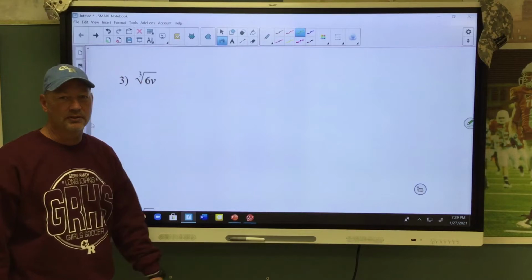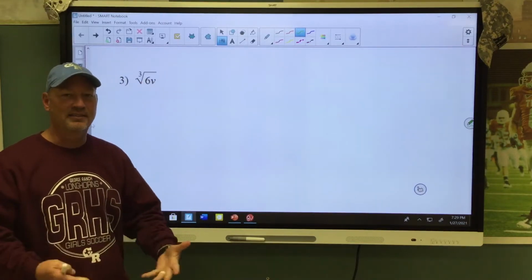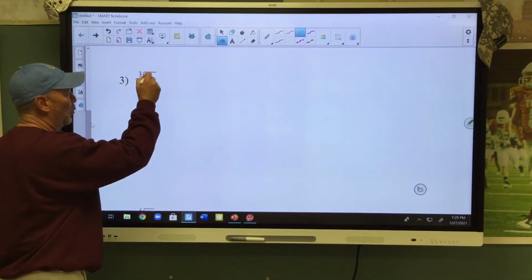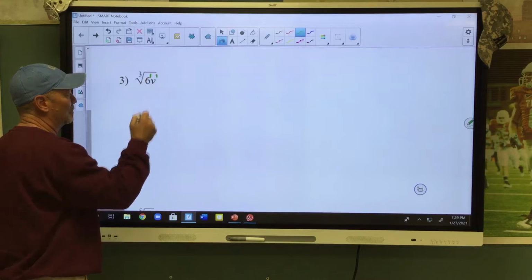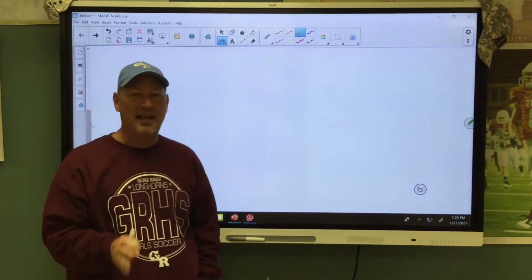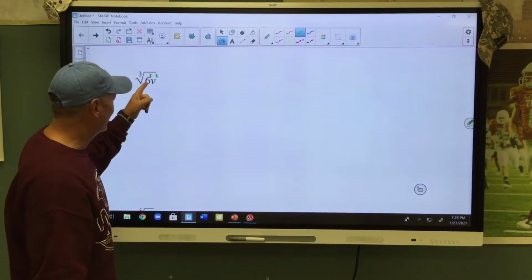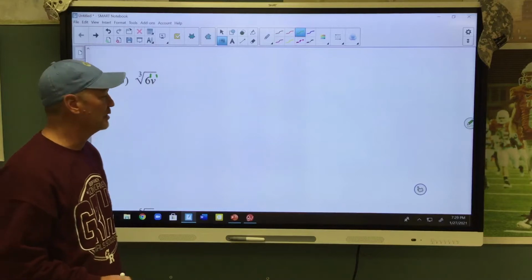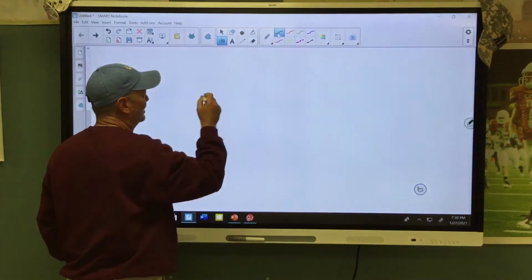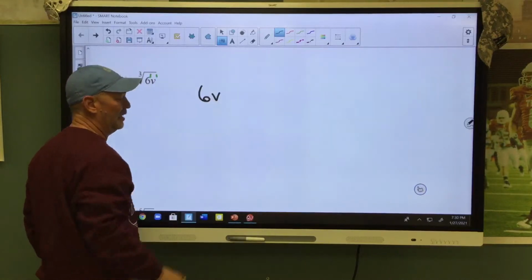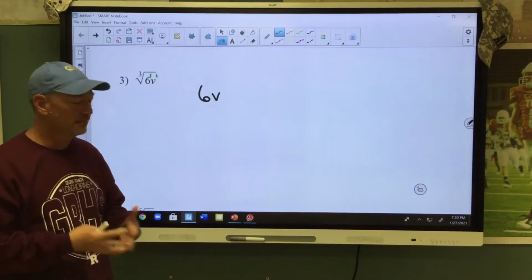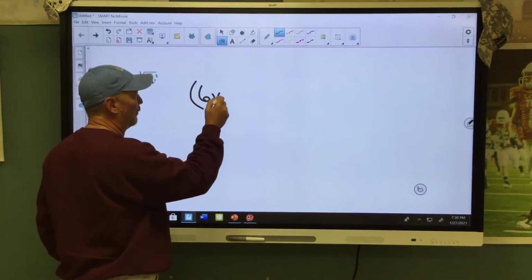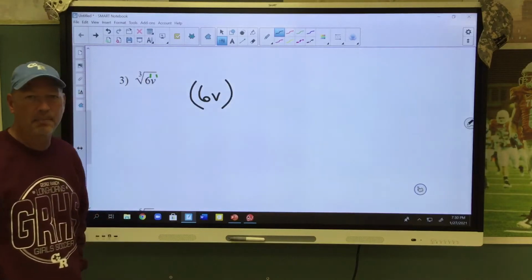All right, no parentheses, but not necessary, okay? Because this goes to everybody. There is an invisible little bitty 1 for this 6. There's an invisible little 1 for that v. Those are my exponents. The exponent for that 6 is a 1. The exponent for that v is a 1. So when we take this, we're going to say I have 6v, okay? The exponent is a 1, so the 1 goes up here, and this is going to go to both of them because they both have a 1.